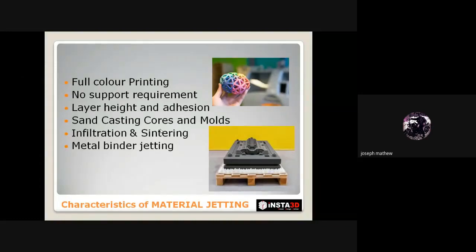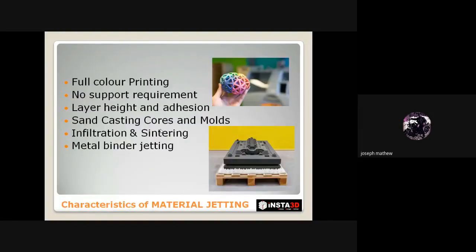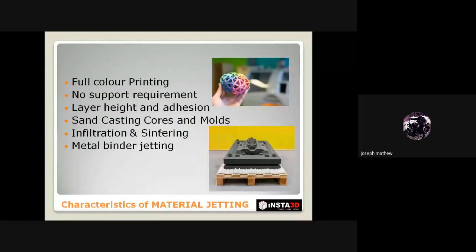Along with the binders used in the inkjet print heads, it also uses CMYK colors in order to give a texture or a full color printing output. So the print heads use binders and other CMYK colors to get a full color 3D printed component out of a binder jetting 3D printer.